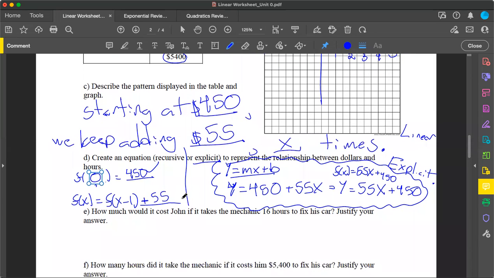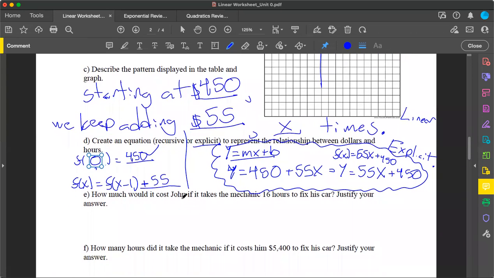Pause the video if you're stuck. If something didn't quite make sense, please feel free to run through this again. Look at this. How much would it cost John if it takes the mechanic 16 hours to fix his car? Well, I think the easiest approach is to just use the explicit. Explicit's pretty sweet because you can just plug in any number of hours and get your outcome that way. So we said that we could have 450 and we could add on 55 and we're using 16 hours.